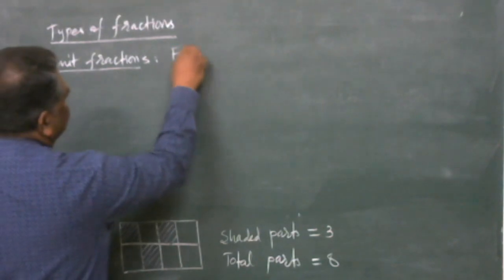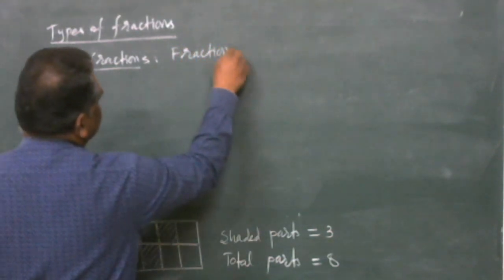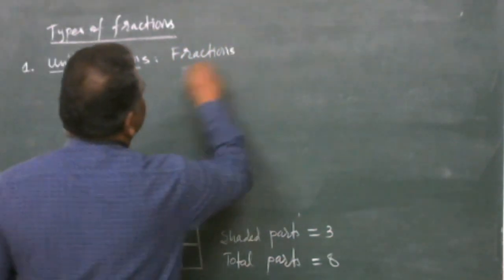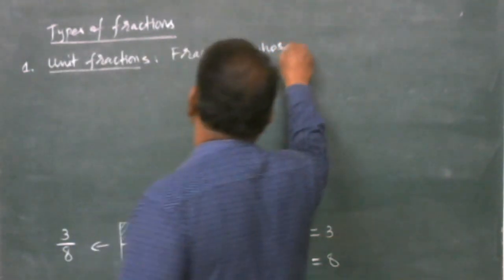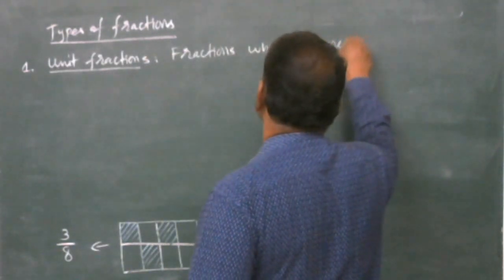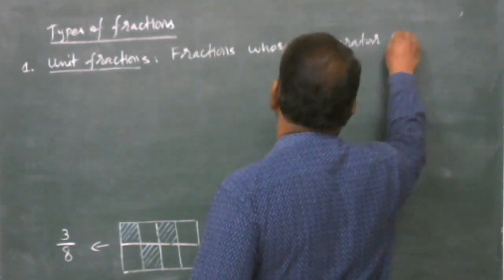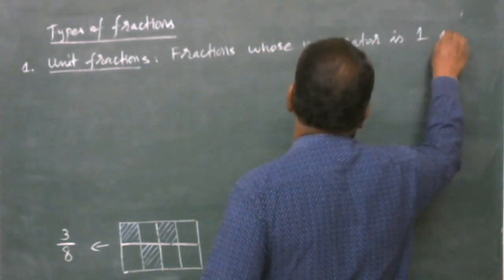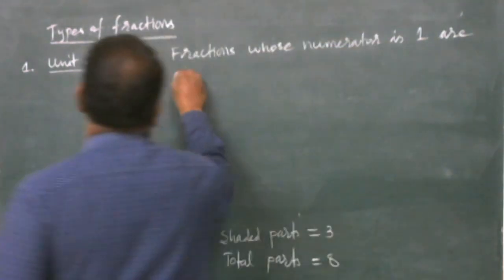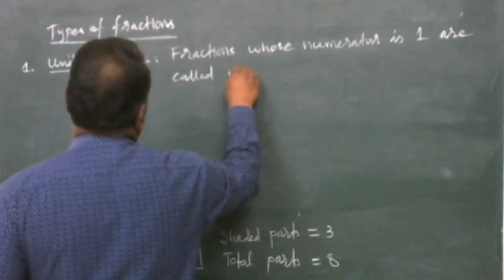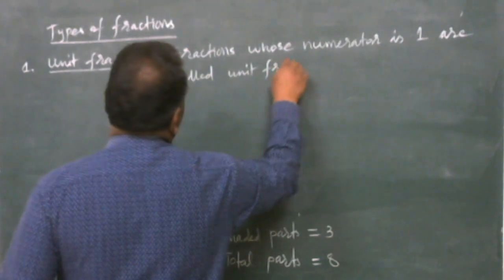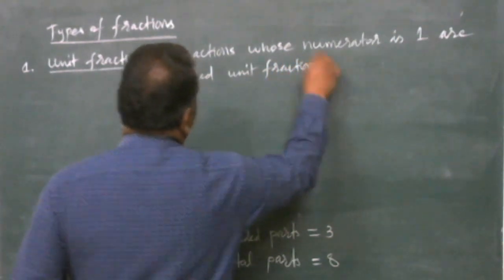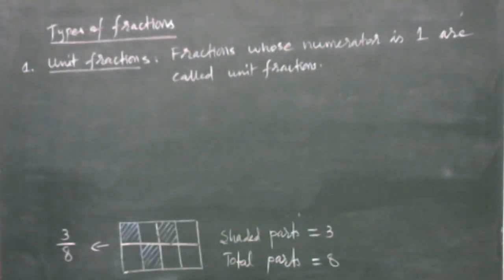Unit fractions, simple definition: fractions whose numerator is 1, just 1, are called unit fractions. Always one part. You divide a whole into any number of parts, just take one part. That fraction is called a unit fraction.